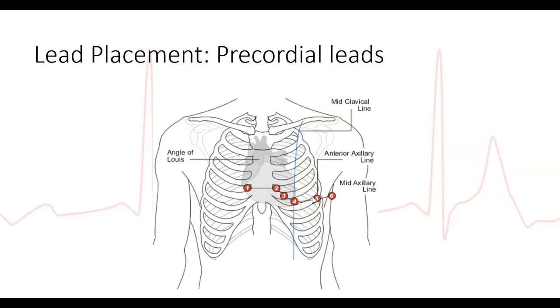V5 is put on the anterior axillary line in the 5th intercostal space, so kind of right across from 4, but we follow the ribs around and we go into that 5th intercostal space, right in line with the armpit here, that anterior axillary line. And then the mid-axillary line is V6. This is still in the 5th intercostal space, we're following the space around, but now we're in that mid-axillary line, which is actually closer to the armpit, and the anterior axillary line is a little bit over from the midclavicular line. That is the chest lead precordial placement.